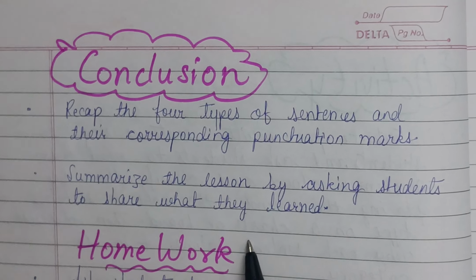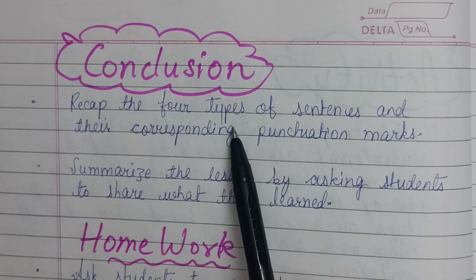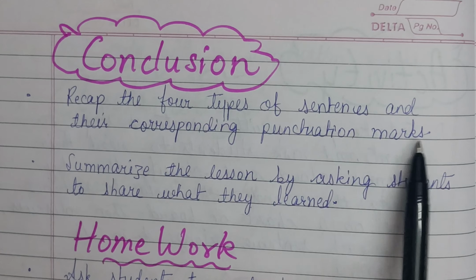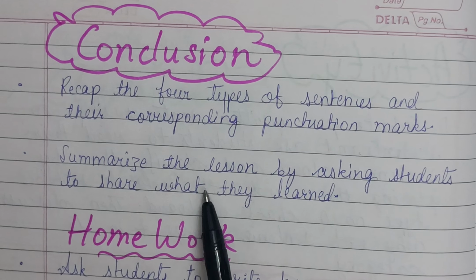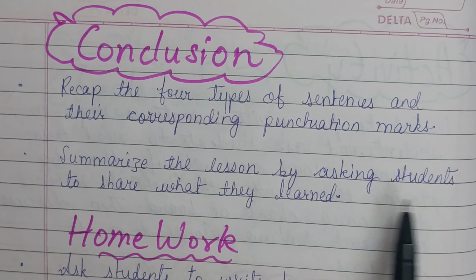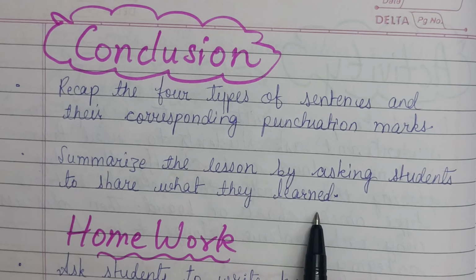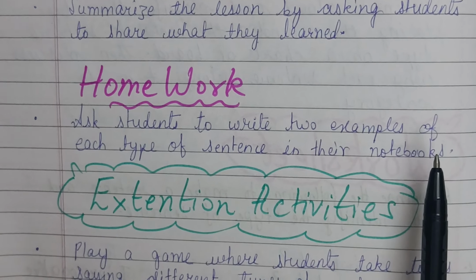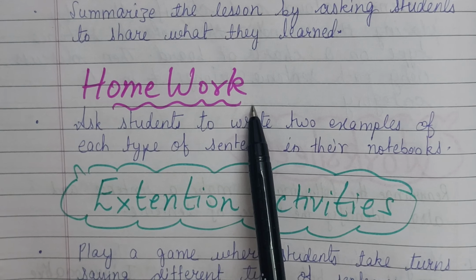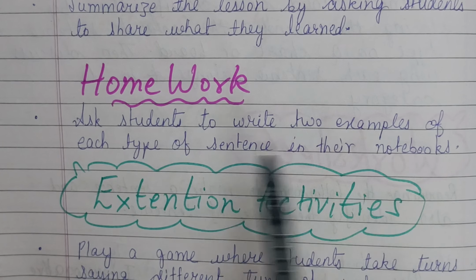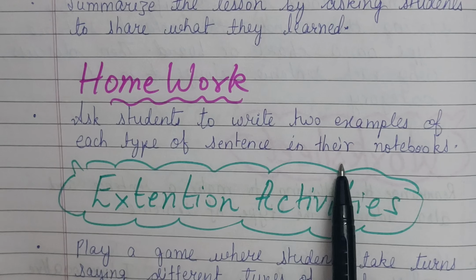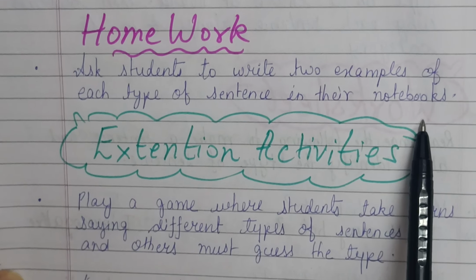Next is conclusion. You can recap the 4 types of sentences and their corresponding punctuation marks. Summarize the lesson by asking students to share what they learned. Next, you can give homework to the students. Ask students to write 2 examples of each type of sentence in their notebook.